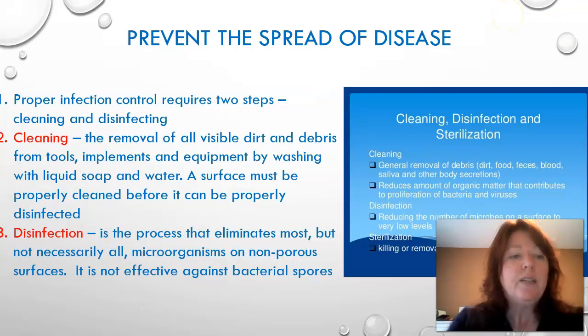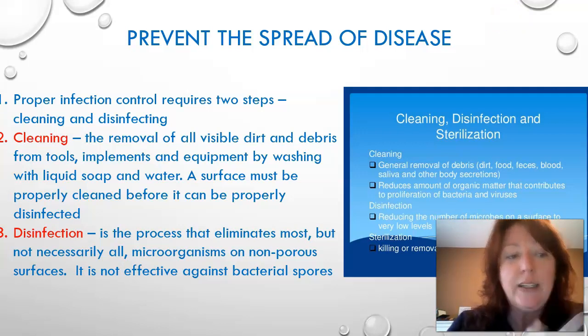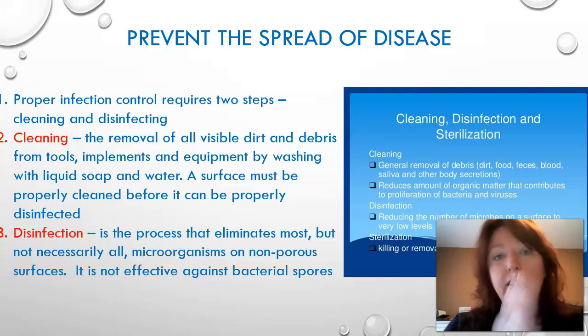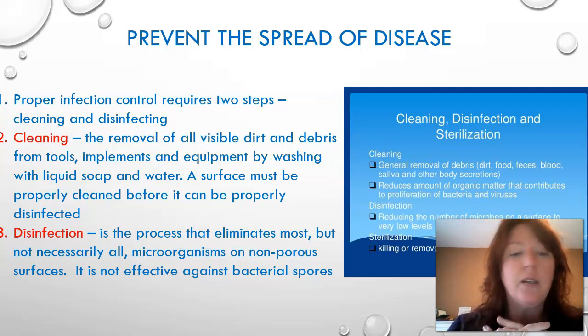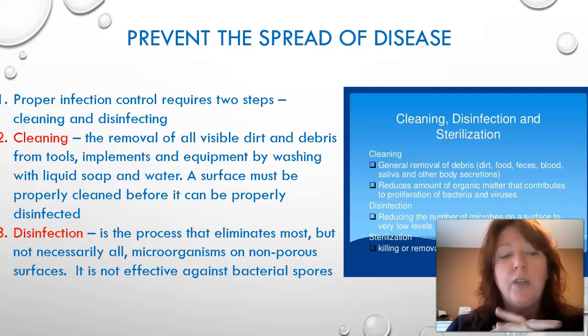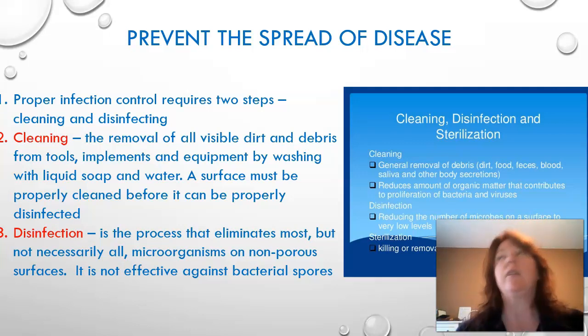Prevent the spread of disease. Proper infection control requires 2 steps, cleaning and disinfecting. Number 1, cleaning, again, is the mechanical process of cleaning all visible dirt and debris from tools, implements, and equipment by washing with liquid soap and water. The surface must be properly cleaned before it can be disinfected.